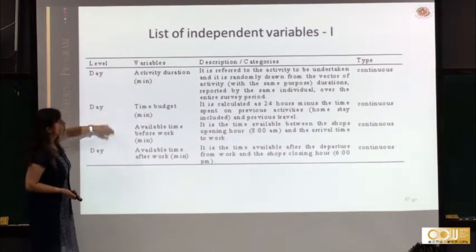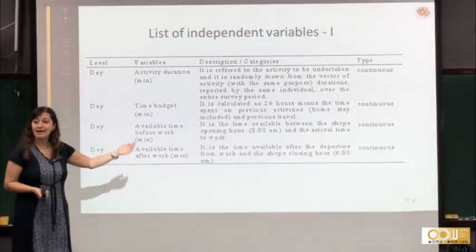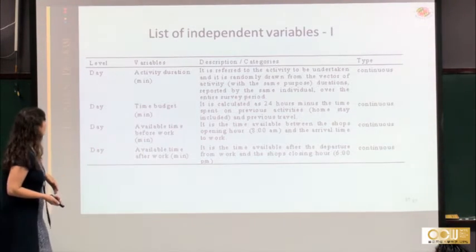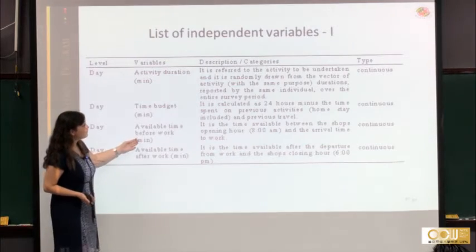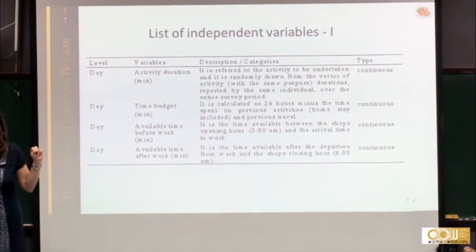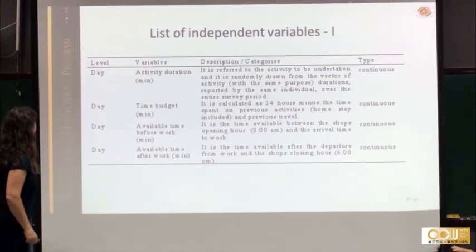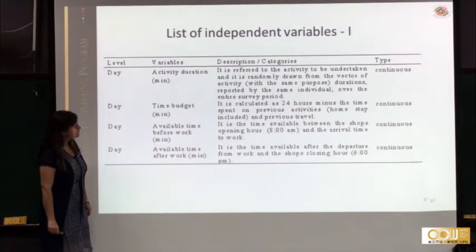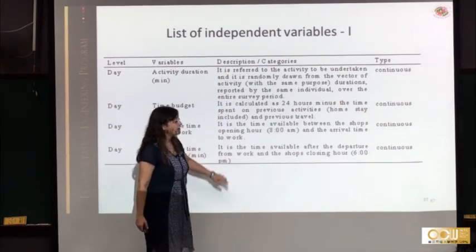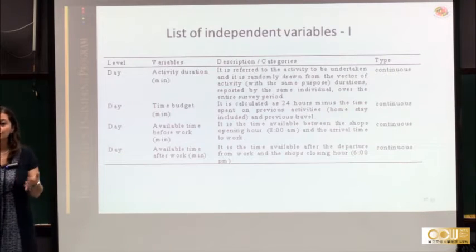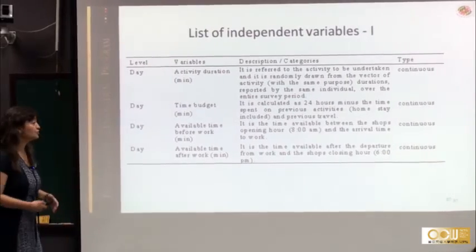Then I had the time budget, which is the 24 hours minus all the time that you have already consumed by staying at home or by traveling. Then I had available time before work. This was trying to understand the scheduling constraints for work. Available time after work, right? So this was also taking into account the fact that the shops in Karlsruhe close down at 6. So if you want to do shopping activity, you have a limited time between the time that you leave work and the time the shops are open.